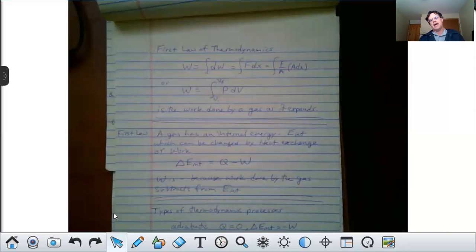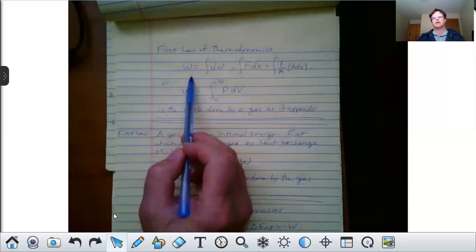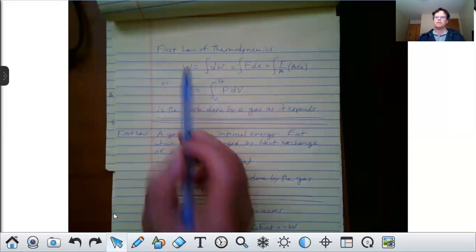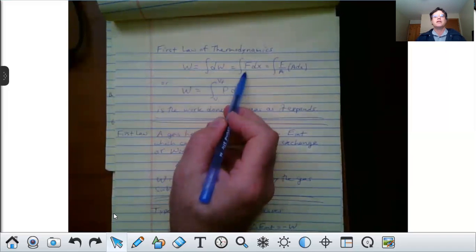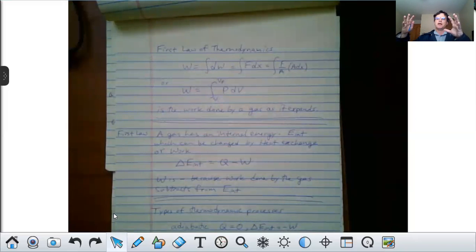One is by adding or subtracting heat, Q. Another way is by doing work, either work done by the gas or on the gas. So we're going to consider the work done by the gas as it expands. It's going to push on the walls of its container, and in doing that, it's applying a force over a distance as those walls expand.